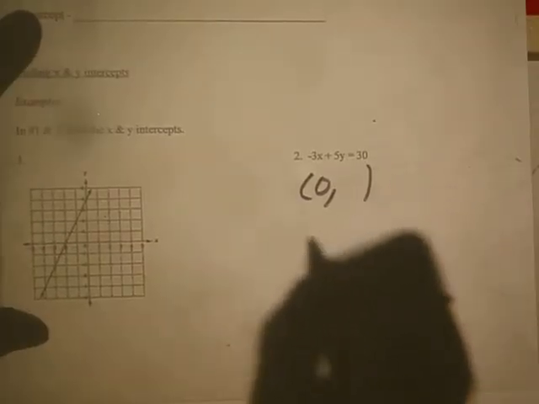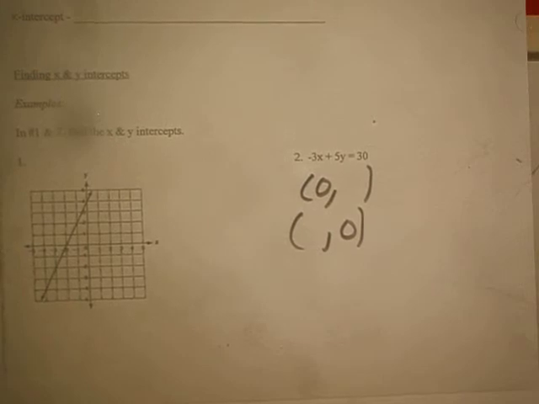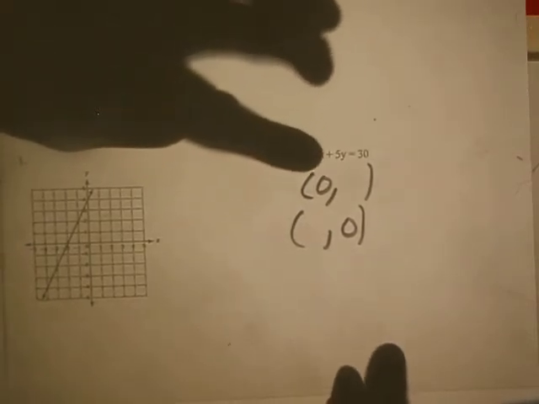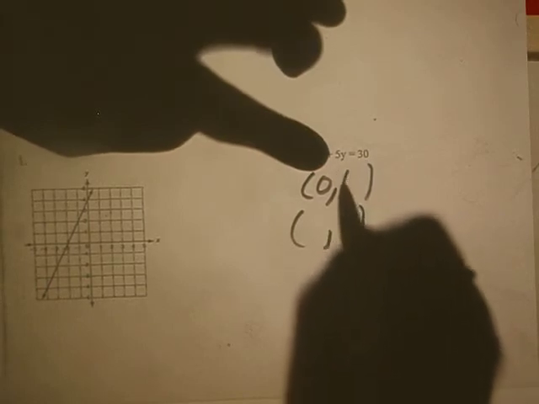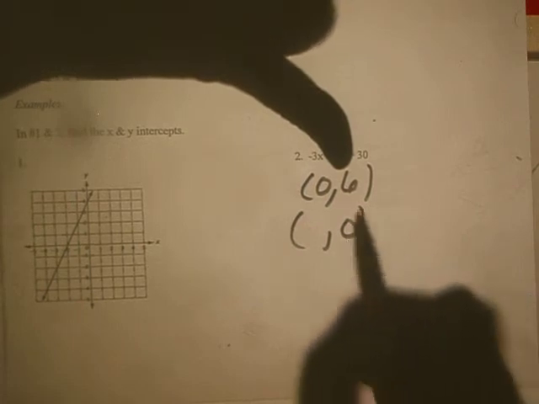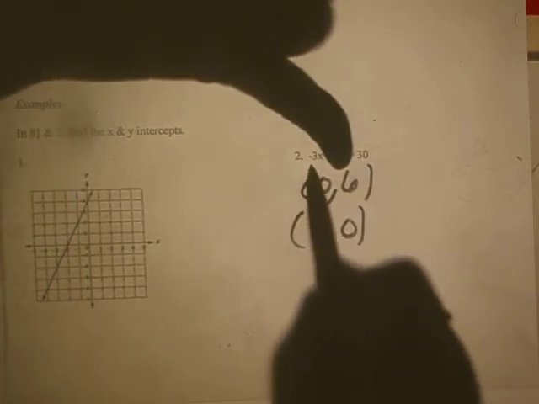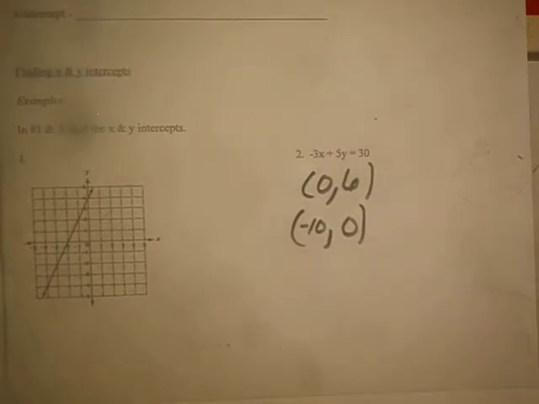To find the x and y-intercept for the next equation, we are going to let x equal 0 and see what y is. And then we are going to let y equal 0 and see what x is. So if we cover up the x, x is 0. 30 divided by 5 is 6. And if we cover up the y, let y equal 0. 30 divided by -3 will be -10.